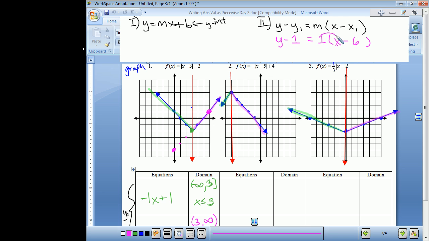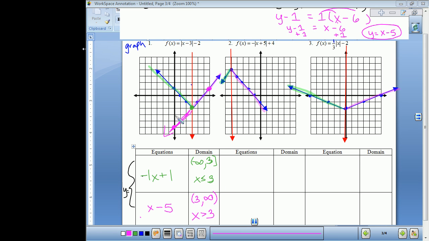Now watch what happens when I simplify this equation. Do I get the same thing? So this ray is this line, but what happens is we have to say we can't do this part of this line. And how do we tell them we can't go on this side of this line? Right here. This domain restriction says you're not allowed to come down here.